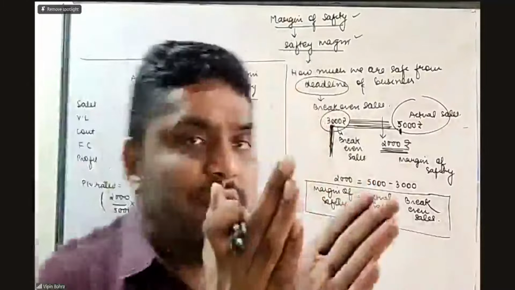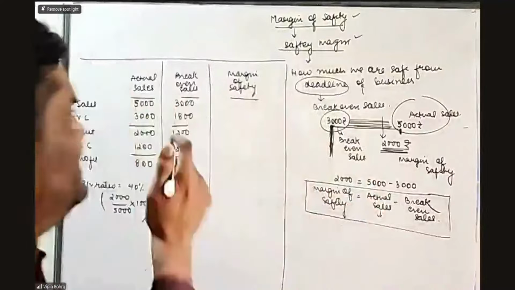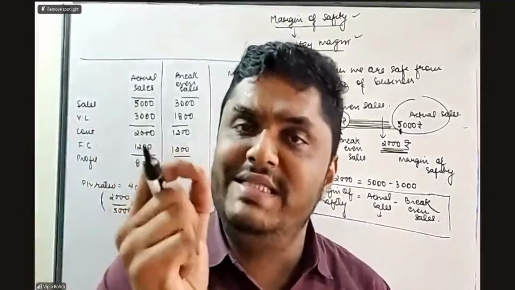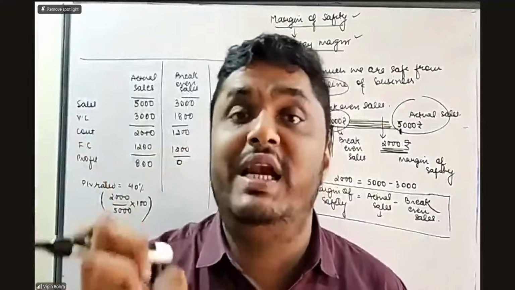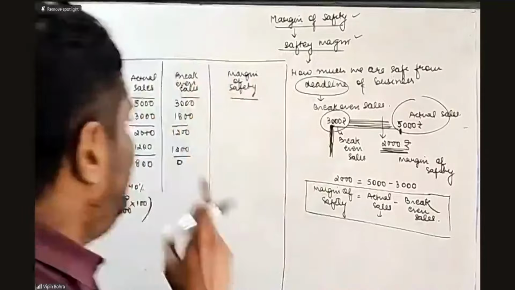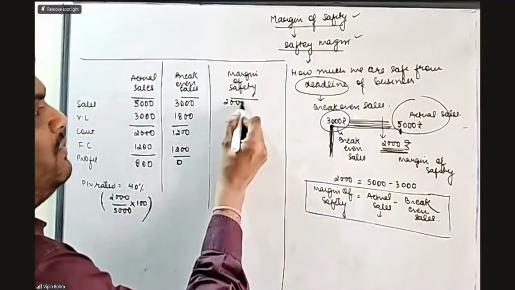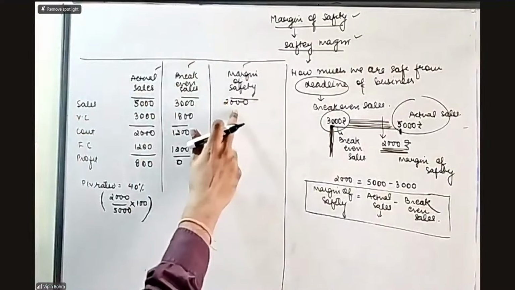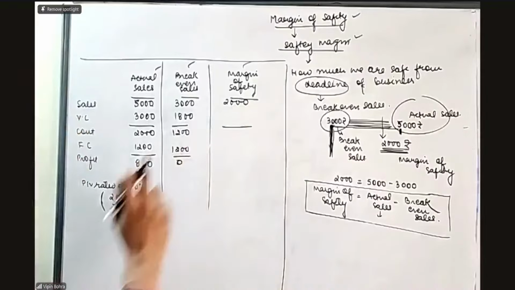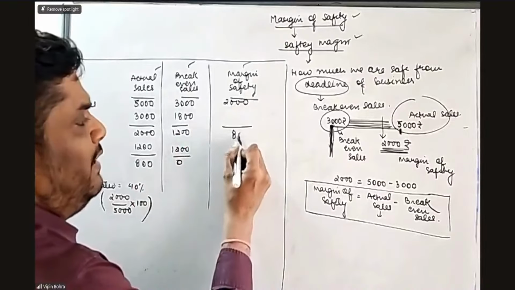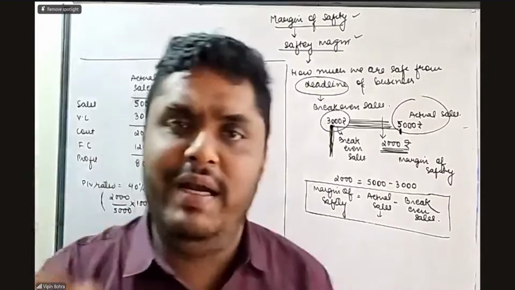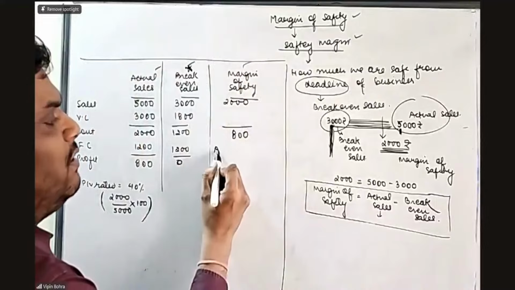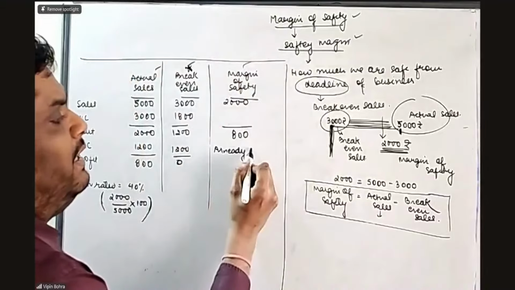Now, once the sales cross 3,000, whatever the sales I'm making, 40% will be my contribution and the balance will be my profit. So here, let's say I'm making a sales of 2,000 because 5,000 is my actual sales, 3,000 is my break-even sales. So margin of safety is 2,000. Now at 2,000, I'll be making a contribution of 800. Now, very important, guys, my fixed cost is already recovered here.